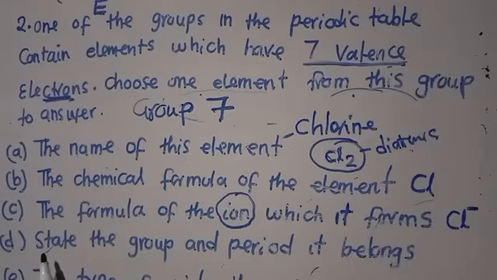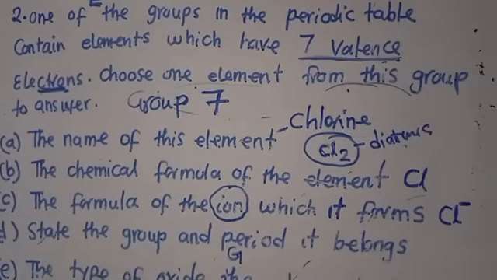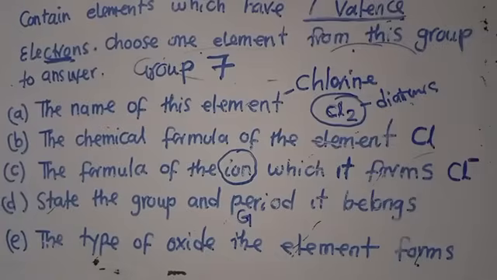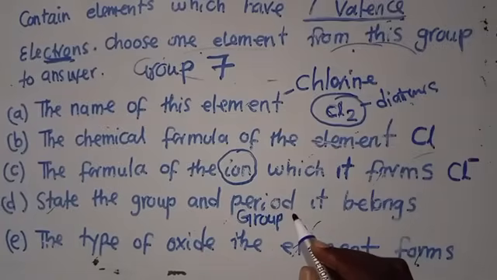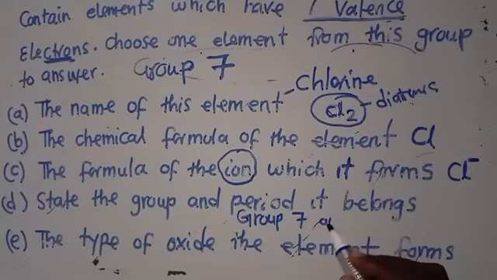We go to this one. State the group and the period it belongs to. So we've established an understanding. Group, it is group 7. So I'll say group 7. It is from group 7. And period. Who can tell me the period?